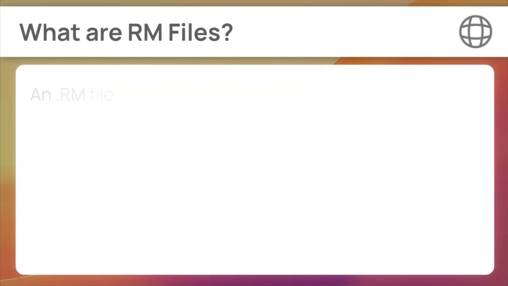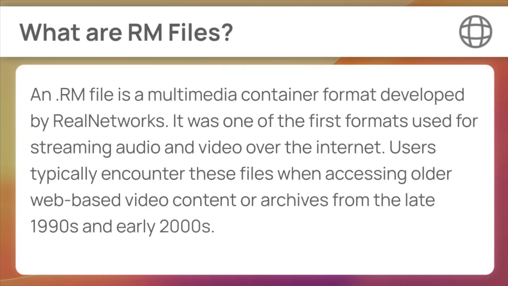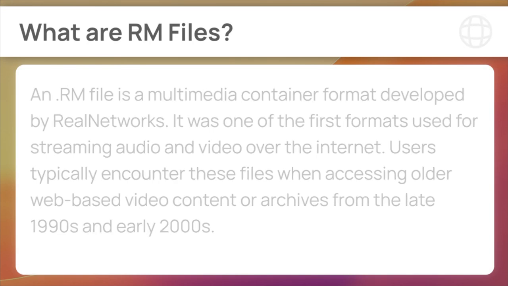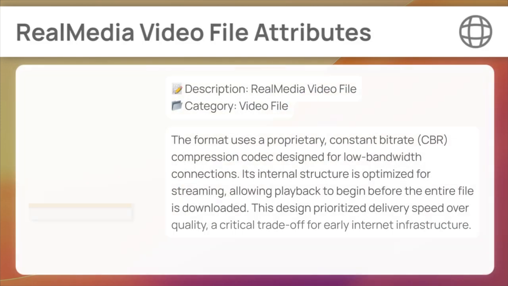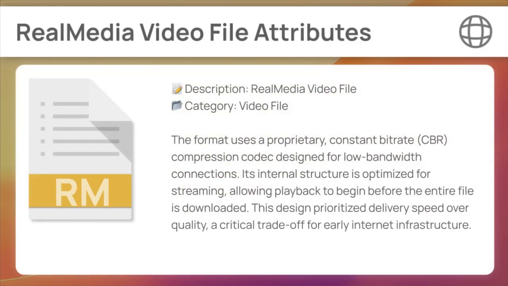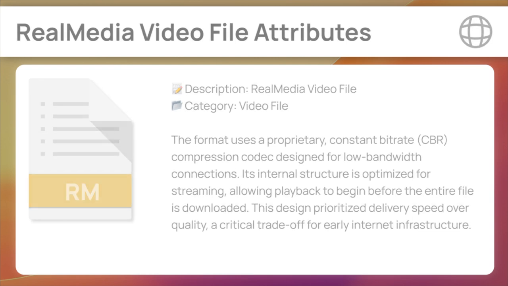An RM file is a multimedia container format developed by RealNetworks. It was one of the first formats used for streaming audio and video over the internet. Users typically encounter these files when accessing older web-based video content or archives from the late 1990s and early 2000s. The format uses a proprietary constant bitrate (CBR) compression codec designed for low-bandwidth connections. Its internal structure is optimized for streaming, allowing playback to begin before the entire file is downloaded. This design prioritized delivery speed over quality, a critical trade-off for early internet infrastructure.